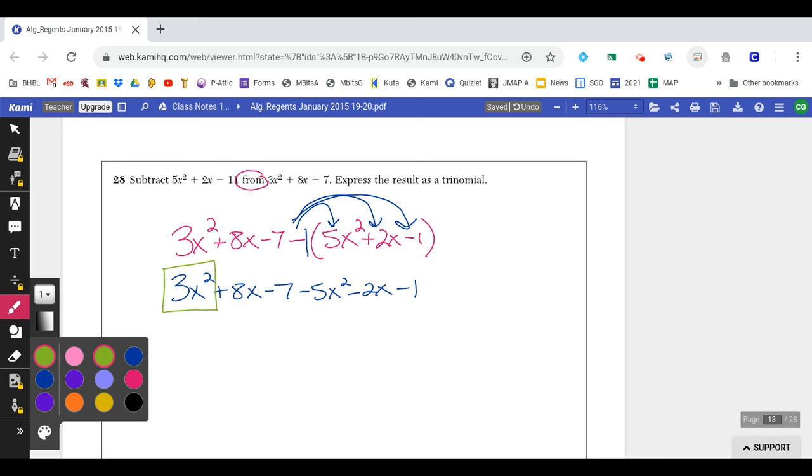Now, combining my like terms, I'm going to get a -2x squared. I have an 8x and a -2x, giving me a 6x. And then we have a -7 and a -1, giving me a -8.